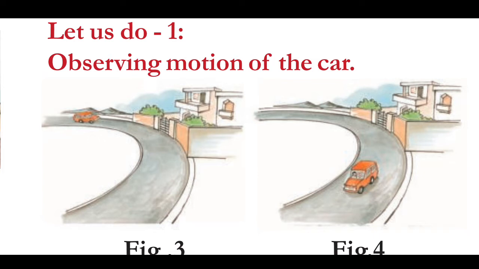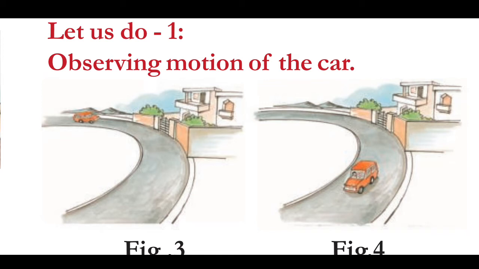Next, there is no change in the position of the gate of the house with respect to its surroundings. Is it true or false? Obviously true, because it is fixed. It doesn't change its position. The gate is fixed to the house, so there is no change in its position with respect to its surroundings.